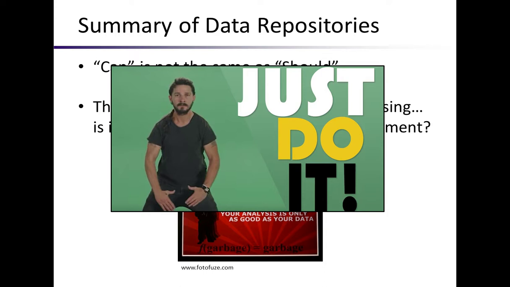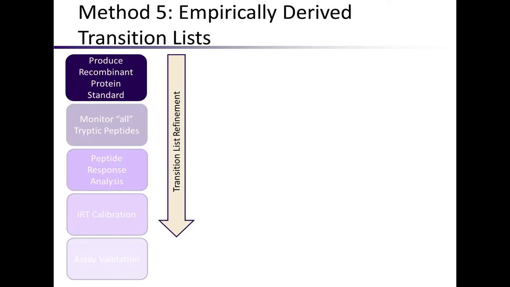So just do the experiment, okay? And we'll talk about how to do this experiment to empirically derive your transition list for your experiment, right? Here's my general workflow for you. You produce a recombinant protein standard. You monitor, quote, all tryptic peptides, and we'll talk about why that's in quotes. We'll do a peptide response analysis, an iRT calibration. Through this whole time, we're going to be refining our transition list. And then at the very end, we're going to validate our assay.